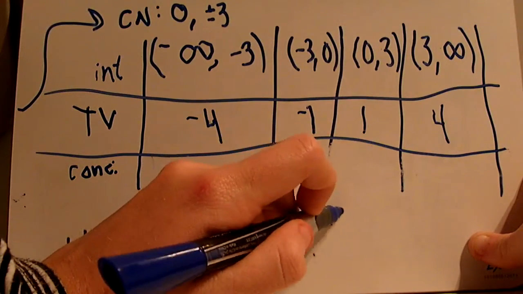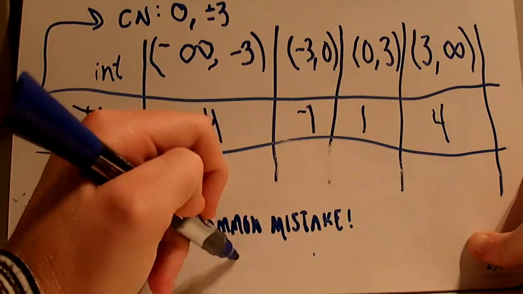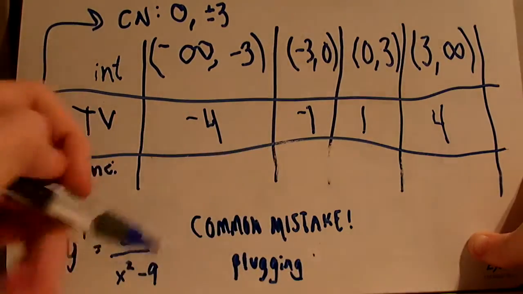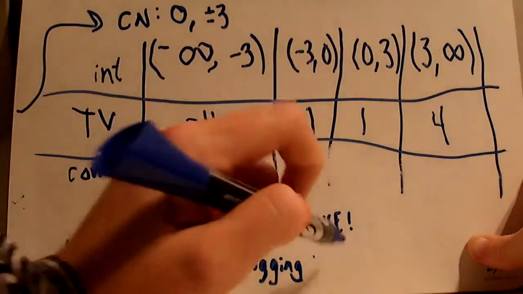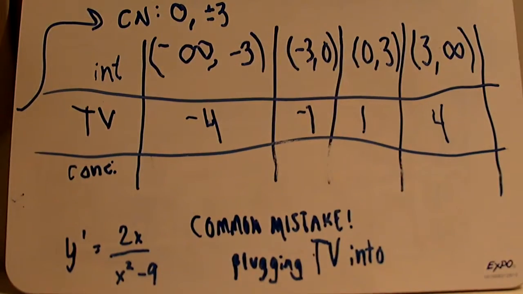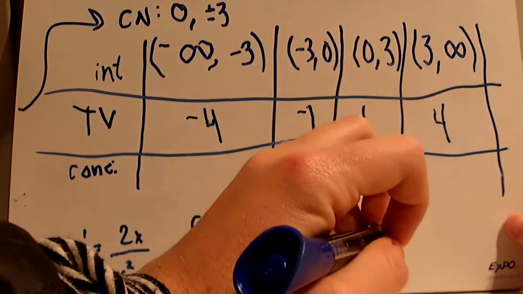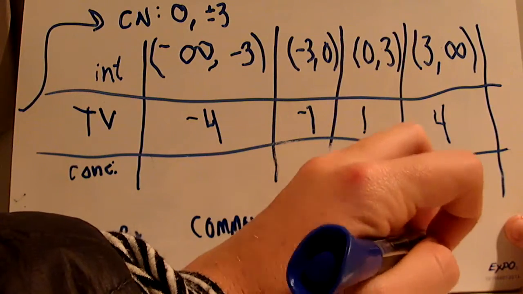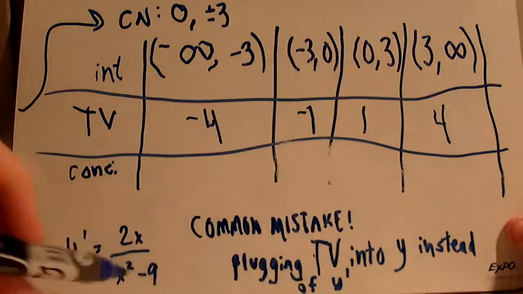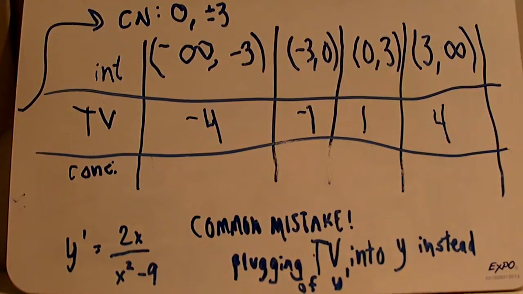A common mistake in this type of problem would be to accidentally plug the test value into the original function rather than the y prime function that we found before the critical numbers. Do not do this. You want to find whether or not the slope is positive or negative, not the value.